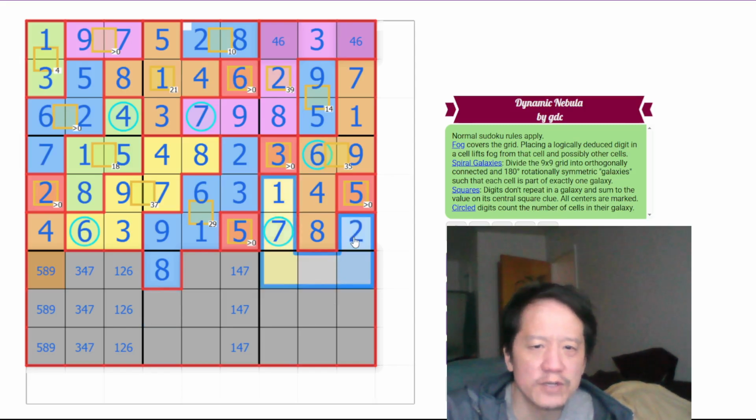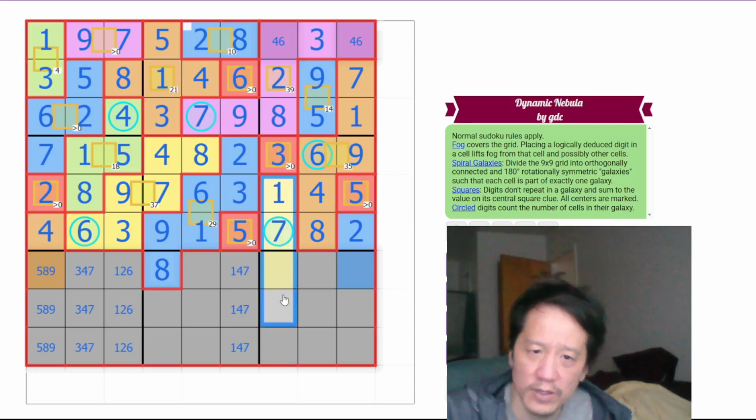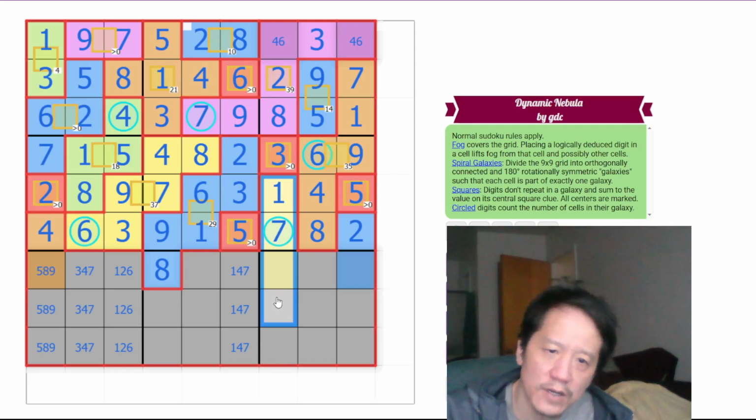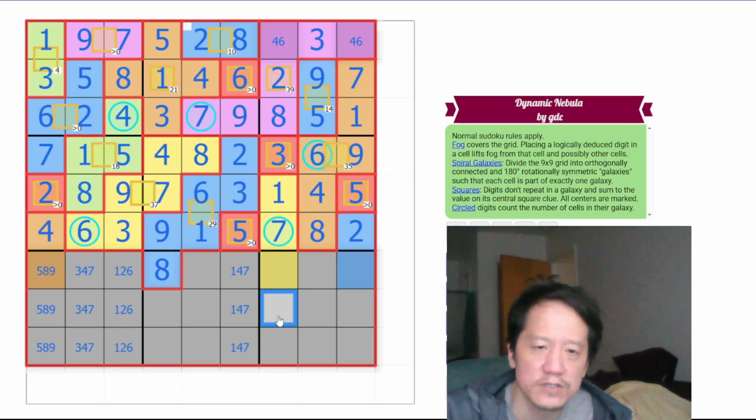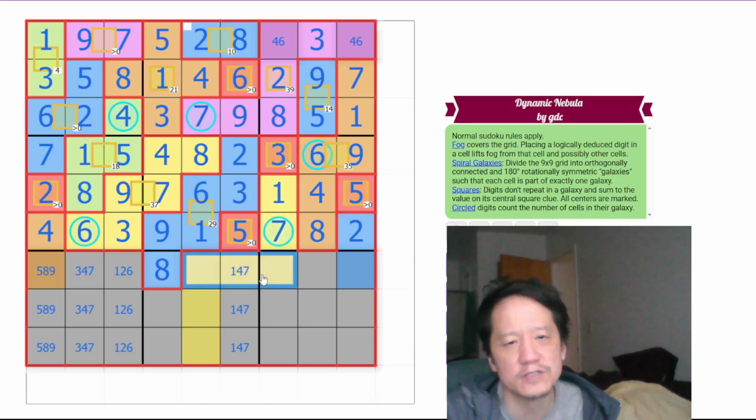Could this be part of the same? No, it can't be part of the same galaxy. This has 7 in it. So the center cannot be here because that would block this galaxy. So it cannot be here. It can't be here because if this were the center of a galaxy, it doesn't go anywhere. It can't go 7 down. So it has to go this way. So this is a galaxy here. This can't be 1 or 7 because they're in that galaxy.